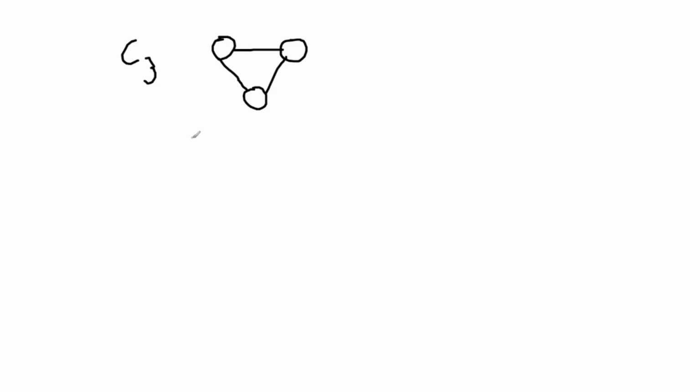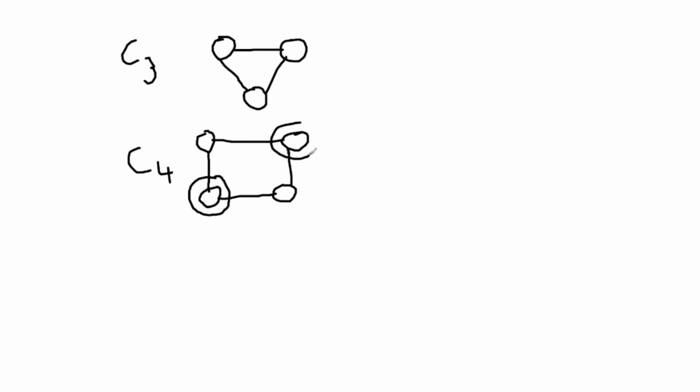Let's see for C4. Is it bipartite? C4 looks like this, which means four vertices, four edges, just like before with three vertices, three edges. Now we can find a subset, for example these two vertices, that are not connected to each other by any edge. Automatically we broke up this C4 into two subsets: the two vertices that were circled and the two that were not circled.